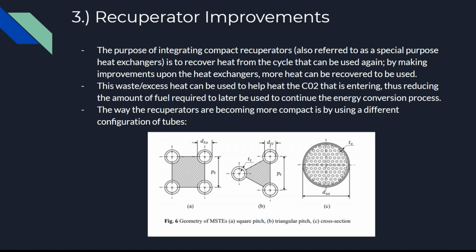The way the recuperators are becoming more compact is by using a different configuration of tubes. As you can see on the right-hand figure, that is the cross-sectional area of the tube, which is circular. On the 2 diagrams to the left, those are the configurations of the tubes. One is square and one is triangle. As you can see, the triangle configuration is more compact, so that is preferred.